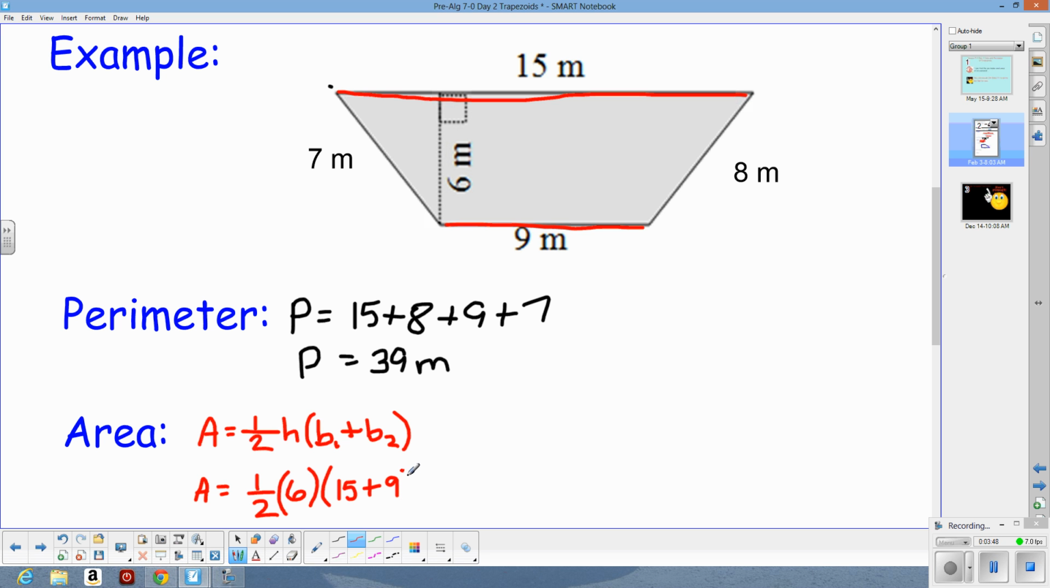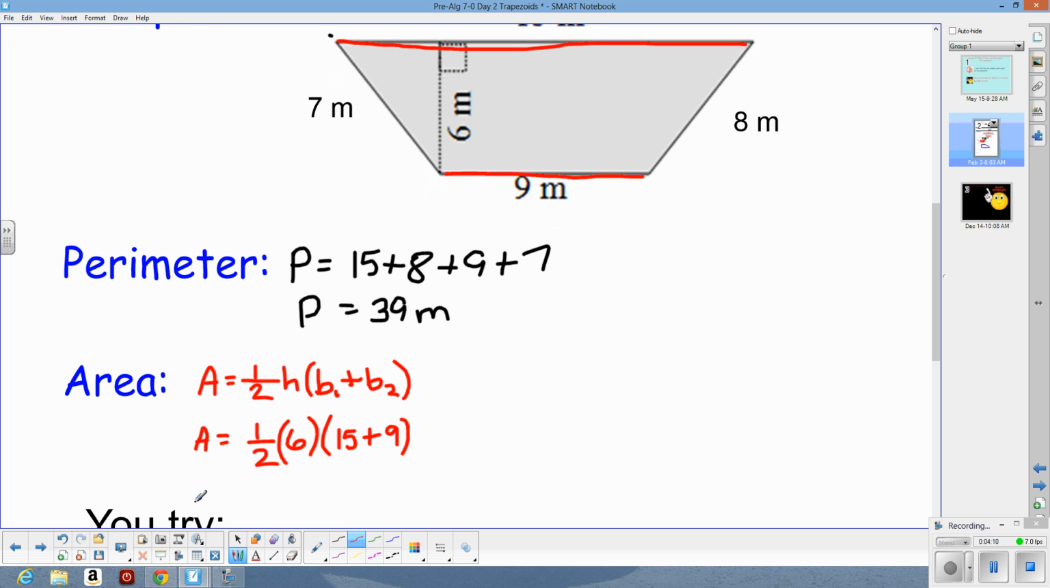Now, if you're just using brain power, you would want to go ahead and follow the order of operations, or you could type this into your calculator, but you would want to make sure to put parentheses around the 15 plus 9. 15 plus 9 is going to be 24. So the area is equal to 1/2 times 6 times 24.